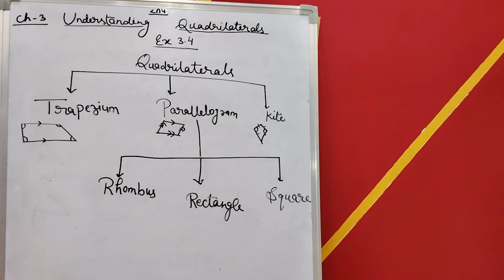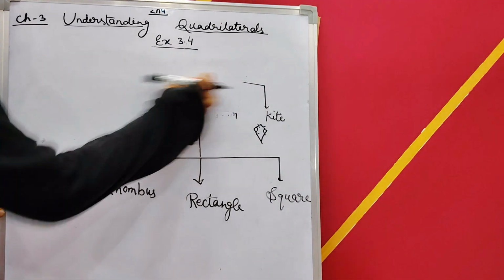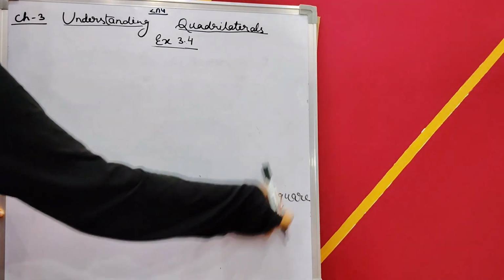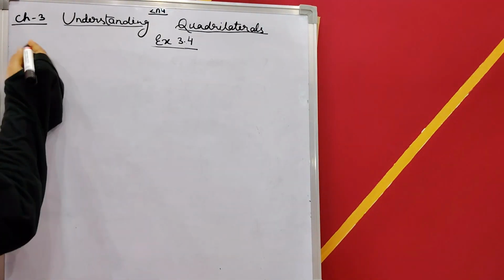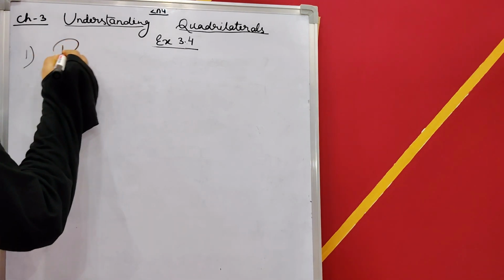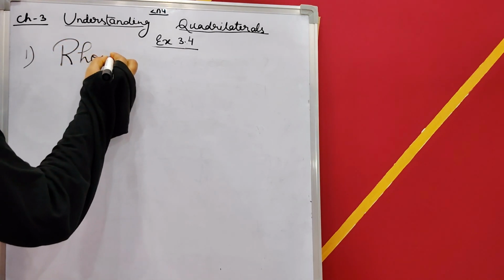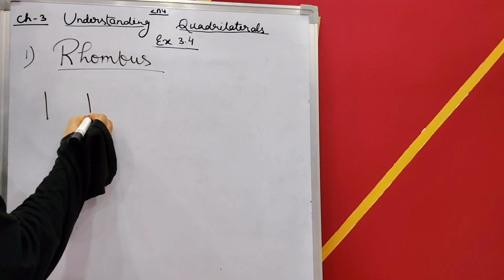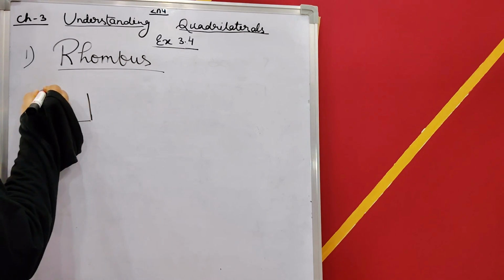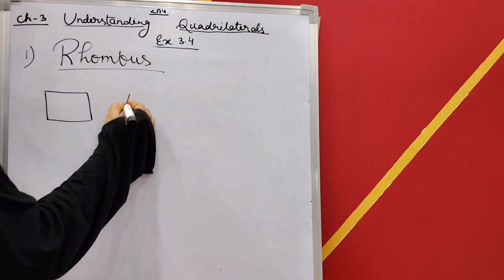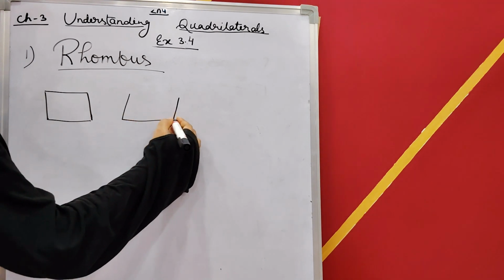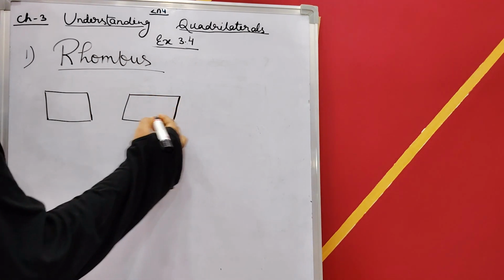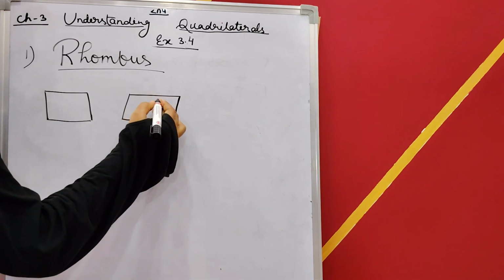Now we are moving towards some special parallelograms, that are rhombus, rectangle and square. Okay, so let's get started. First we are discussing the rhombus. This is a rhombus. Basically, if you take a square, where all sides are equal, and then you push it, you get a shape in that form, slightly this kind of shape. So it is a parallelogram and it is a rhombus.